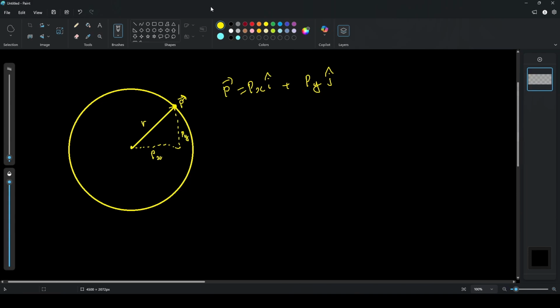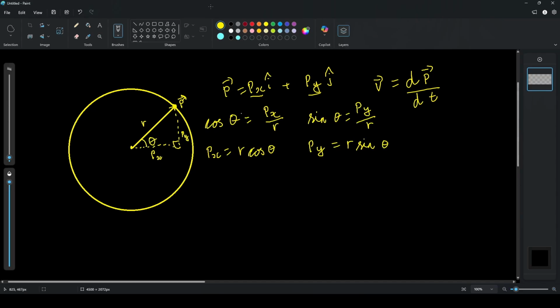We can't do much with this because, as I said, velocity is a rate of change of position or displacement with respect to time. And we don't really have a time element in this. We can represent px and py in polar form using this angle theta here, because this is a right angle triangle. As you can see, cos theta is adjacent over hypotenuse, so px over r, and sine theta is opposite over hypotenuse, so py over r. And rearranging, you get px is equal to r cos theta, and py is equal to r sine theta. But again, we still don't have a time variable.